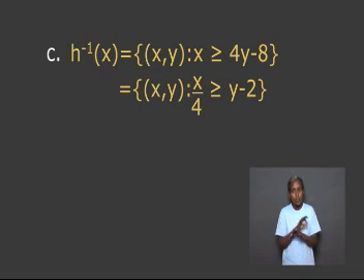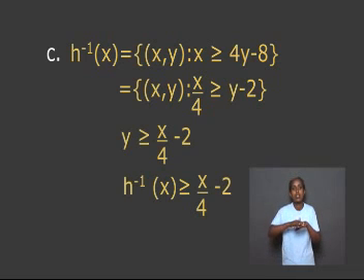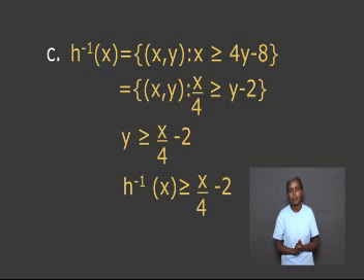Function C resembles function A, does it not? We can solve it in the same way. However, the end result is y is greater than or equal to x over 4 minus 2. Since function C is not one-to-one, the inverse of function C is not a function. Do you understand, students? Good.